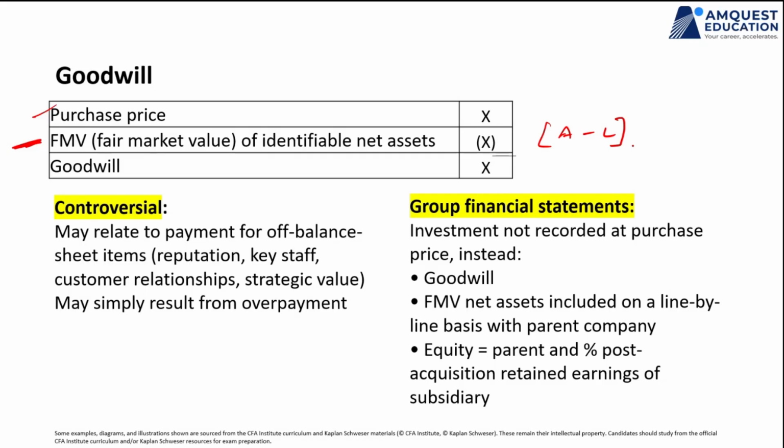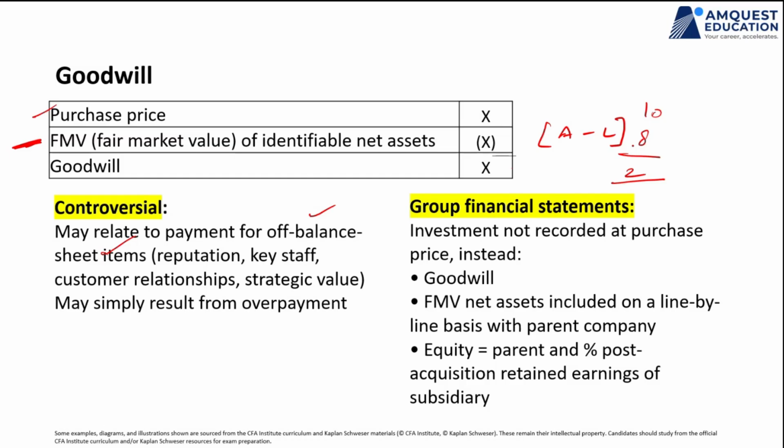This may relate to the payment for off-balance sheet items like reputation, key staff, customer relationship, strategic value, and may simply result from overpayment. So the idea is, why are you paying more? So if your company was acquired at $10 million, and if your fair value is 8, then goodwill is 2. So the question could be, why is someone paying $2 million more than the fair value of the net assets? The reasons for the same could be, one, you want to keep this off balance sheet. You don't want to show to the world that you are acquiring it, right? In that case, you have a value which will be slightly on the lower side.